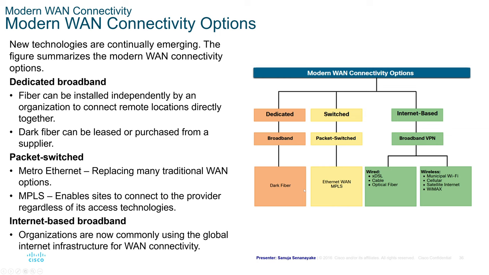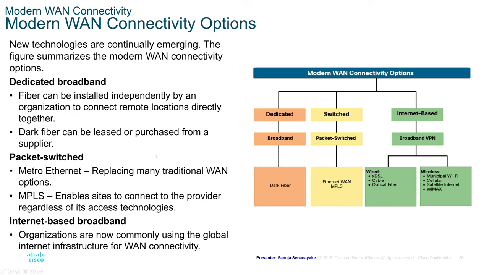The modern-day WAN connectivity options are described here as a summary. New technologies are continually emerging. The figure on the right-hand side summarizes those modern WAN connectivity options. They include dedicated broadband, where fiber can be installed independently by the organization to connect remote locations directly together. Dark fiber can be leased or purchased from a supplier as well. So you have that option in dedicated broadband right here.